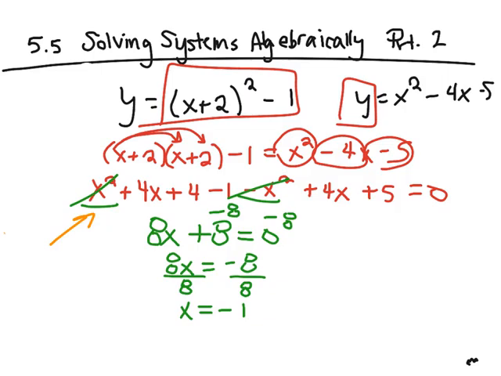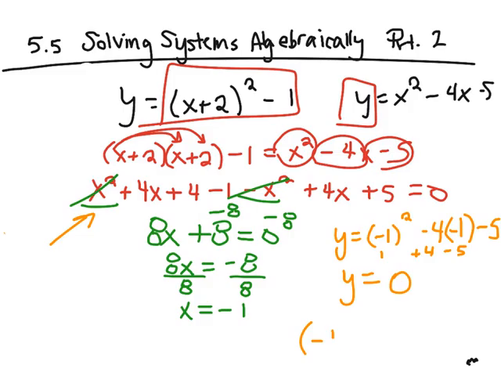We only have one. So we're going to plug in y equals negative 1 squared minus 4 times negative 1 minus 5. And if you type this all in, 1 squared is 1, plus 4 minus 5 is 0. So our point is negative 1 and 0. And of course, to test it, you would substitute it back in. This works. So that is solved.